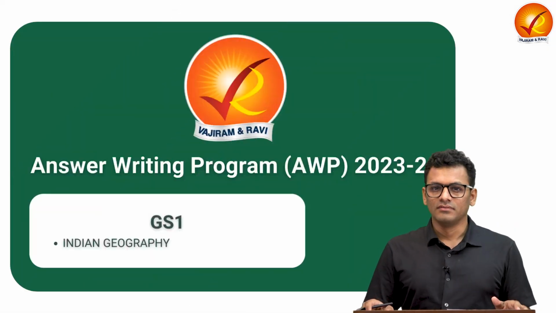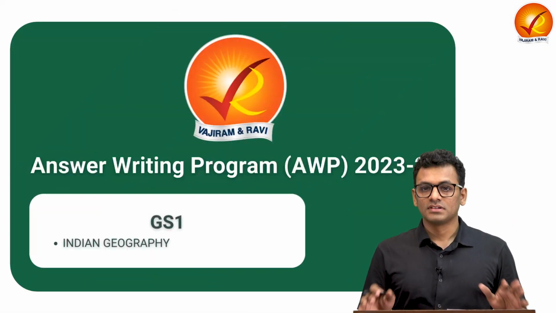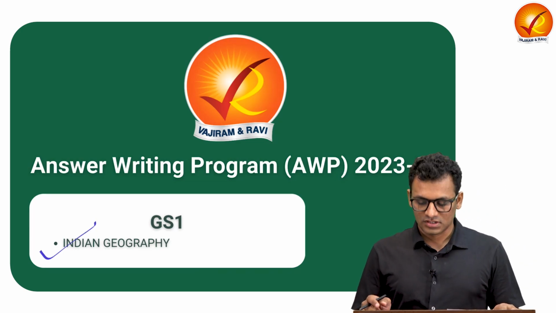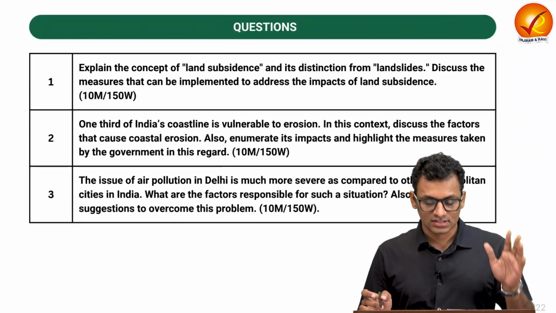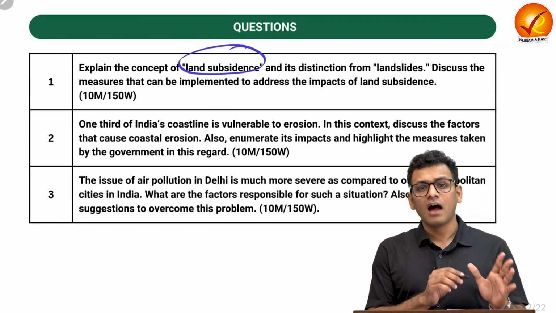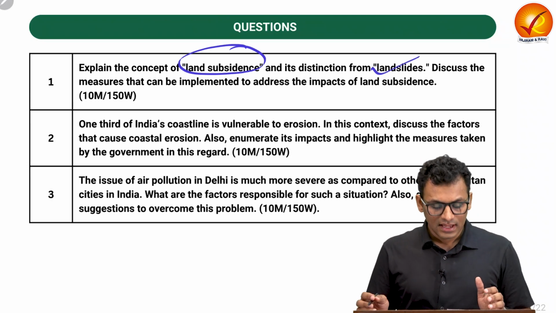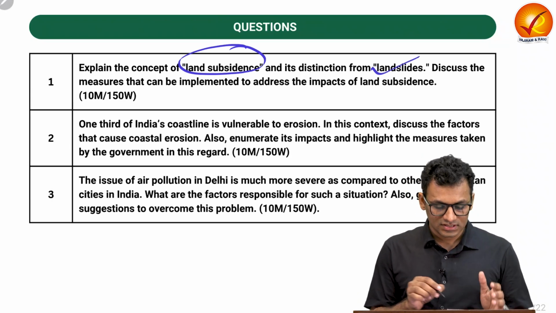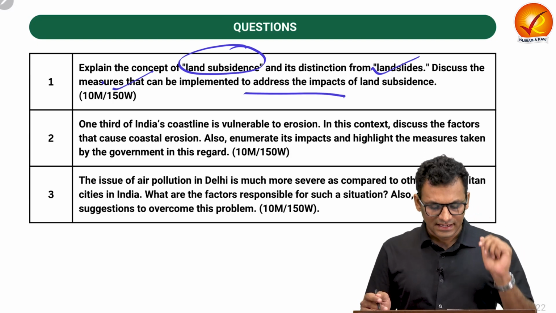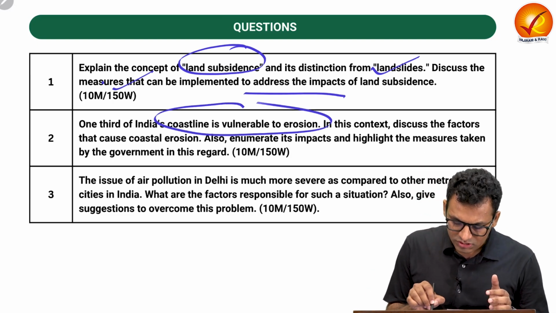So let us start with today's session. Today we are going to see GS1 Indian Geography. Let us see the overview of those questions. We are going to see three questions. The first question is with respect to the concept of land subsidence, how it is different from landslide, and what are the kind of measures that can be implemented to address the impacts of land subsidence. The second question is with respect to the coastal erosion.